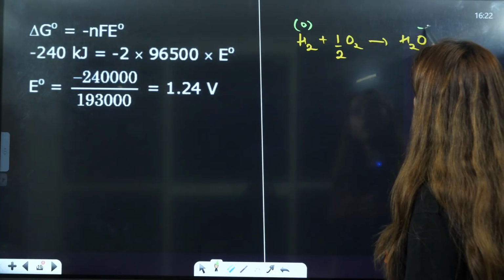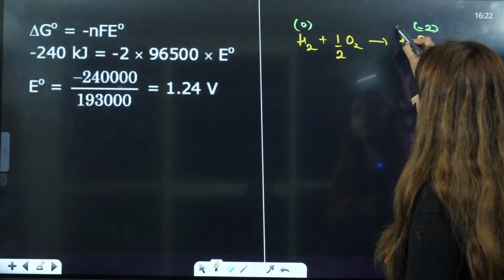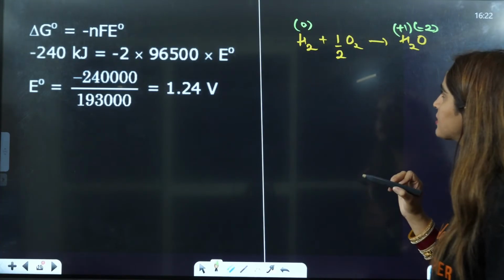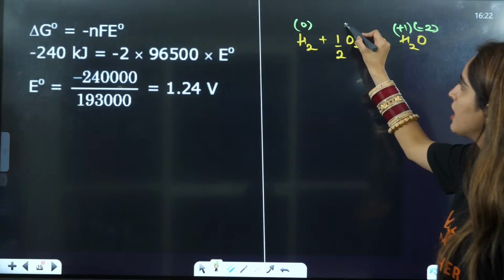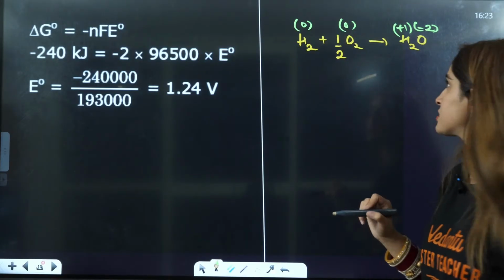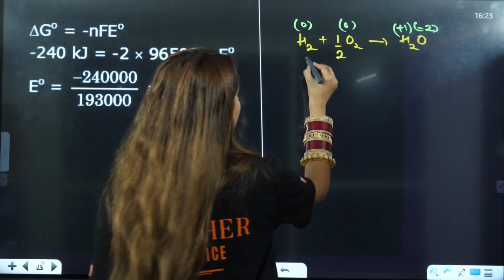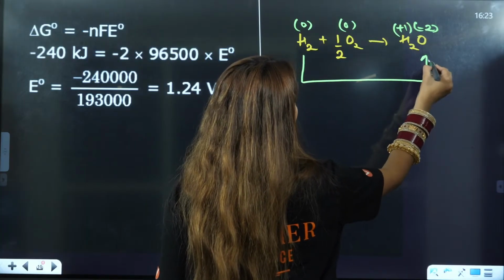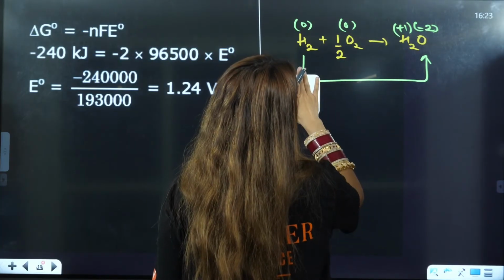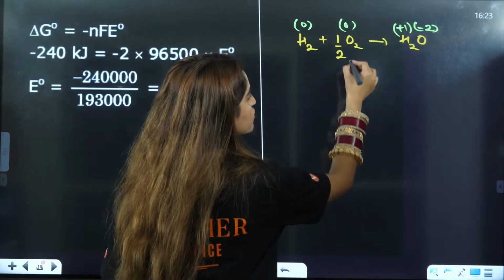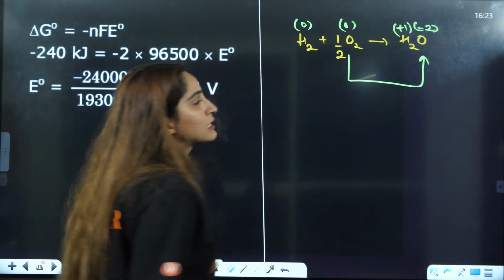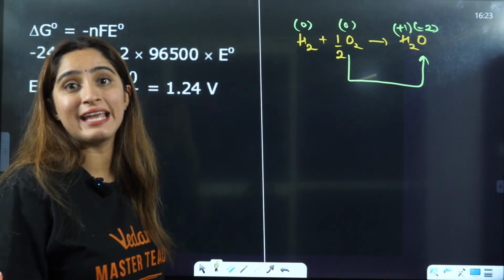Here we know that oxygen is in the minus oxidation state and hydrogen is in the plus one oxidation state. Here oxygen is in the zero oxidation state. So what we can see is 0 to -2, and 0 to -2 is for oxygen, right? So this is 0 to -2. That means 2 electrons are getting gained here.